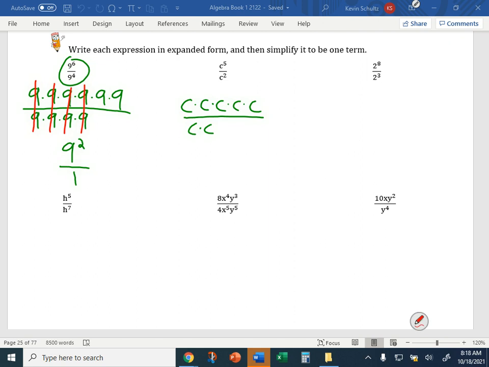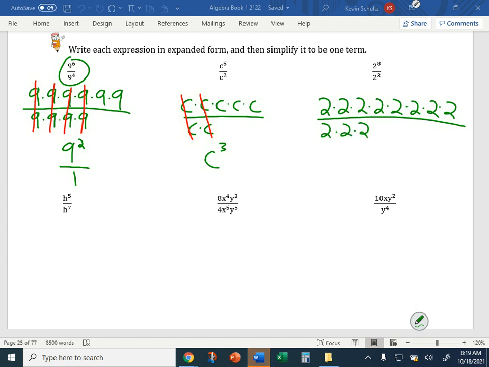Anyway, now that we get to cancel those out, we see we've got c cubed, 3 c's left up in the numerator, nothing in the denominator, so c cubed would be a perfectly acceptable answer. If you want to put over 1, that's fine too. 2 to the 8th over 2 cubed. Again, expanded form is required, so we're going to write out our 8 2's over our 2 times 2 times 2. Now we get cancel happy. Get to eliminate, cancel out 3 of them because anything divided by itself is 1. And we're left with 2 to the 5th power in our numerator.